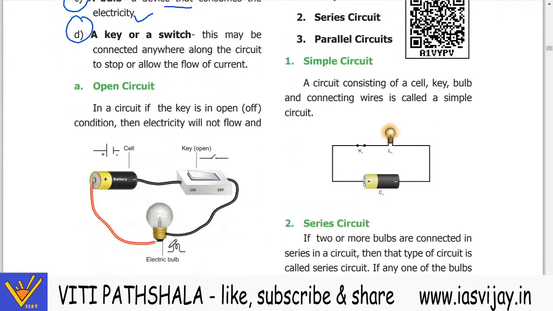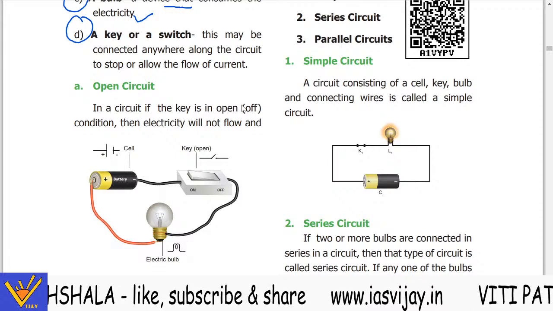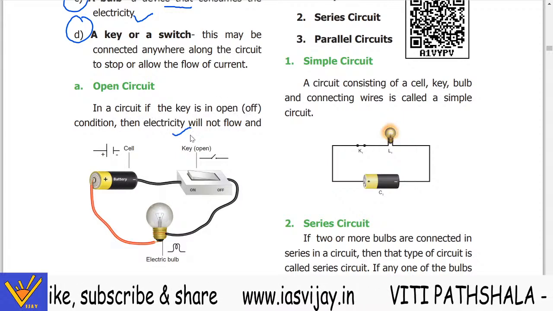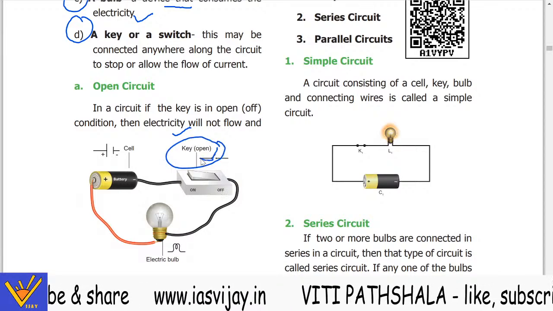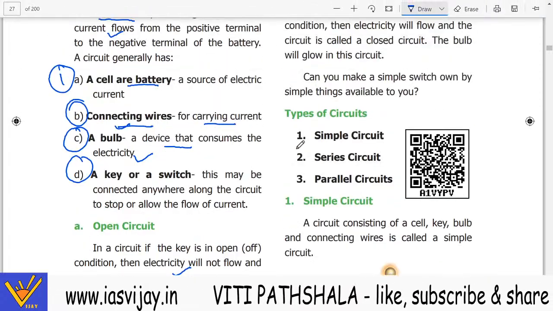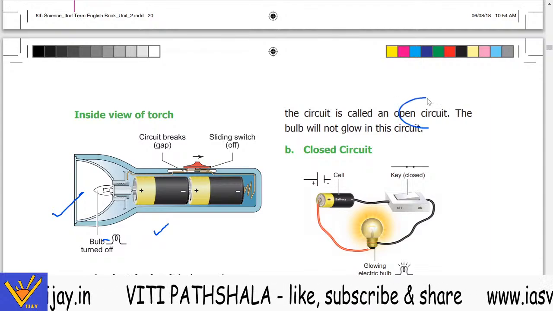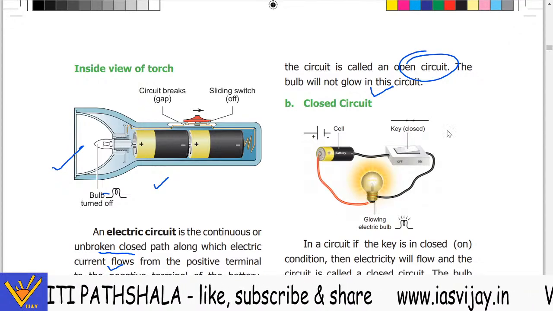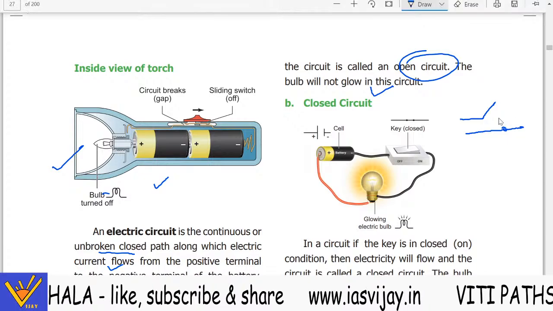Now open circuit. In a circuit, if the key is in the open or off condition, then the electricity will not flow. So this is the open condition, open like this, then the electricity will not flow, and the circuit is called an open circuit, and the bulb will not glow. And when the circuit is closed, it is like this.